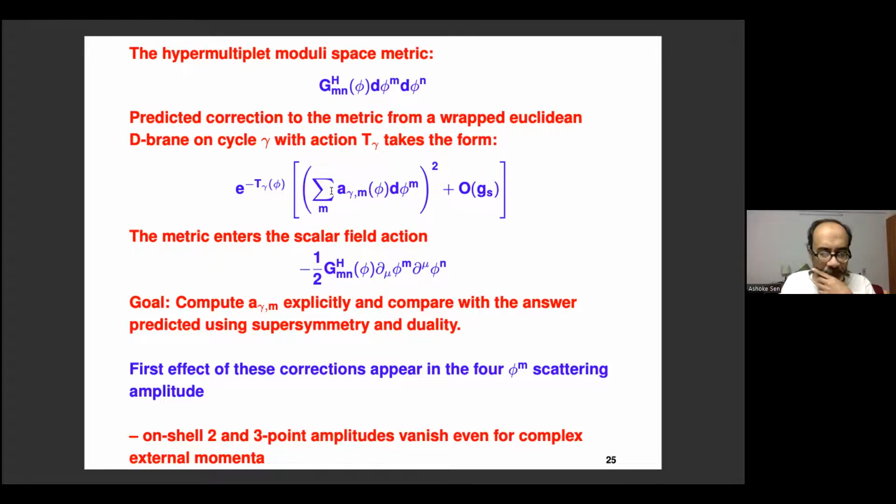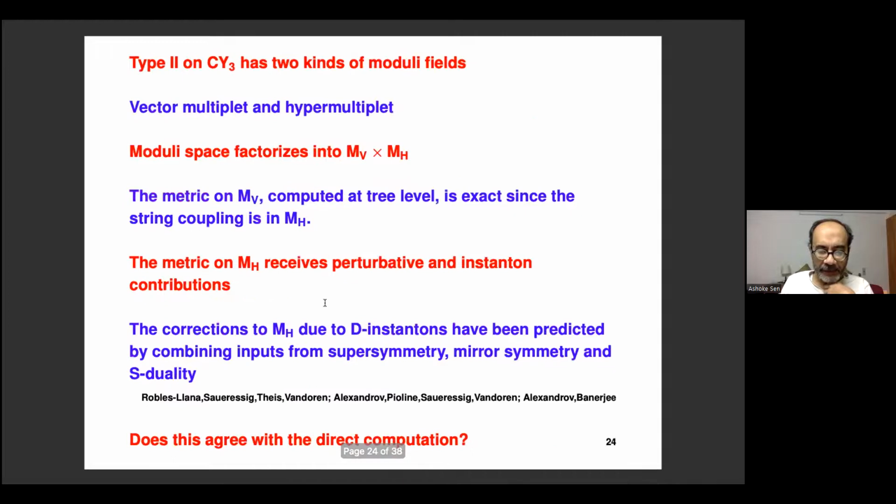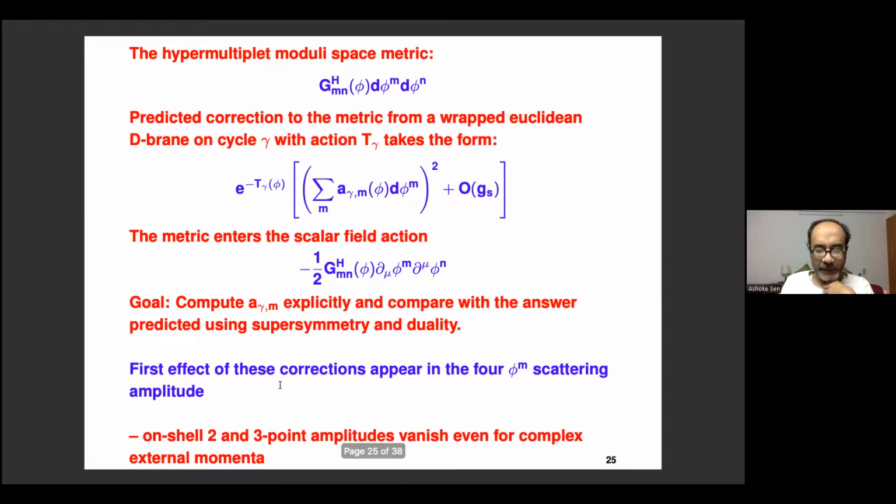In fact, I should say here that when the corrections were originally computed in these papers, it was not written in this form. It was written in a more complicated form. By doing the instanton contribution explicitly, we discovered that the correction must take this form. Otherwise it cannot be matched with the instanton correction.